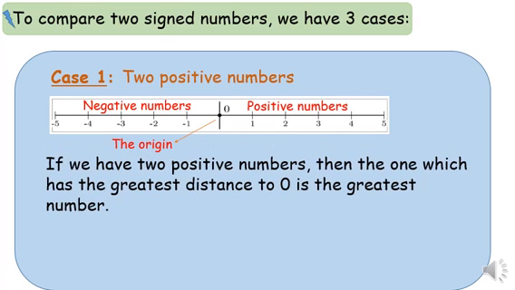If we have two positive numbers, then the one which has the greatest distance to zero is the greatest number. Let's take an example. +2 and +5. Let's see where is the +2 and the +5 on the number line. There they are here, +2 and +5.